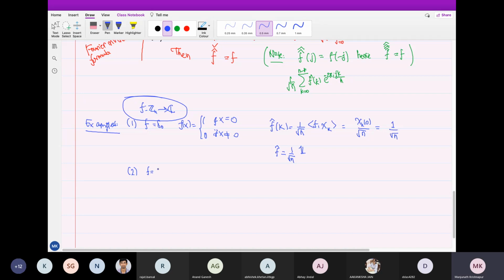So next, let's take f to be the constant function 1. Then what is f hat? It is 1 by root n times the inner product of f with chi k, which is the sum of f of j times chi k of j bar.